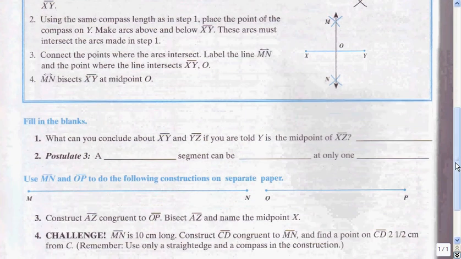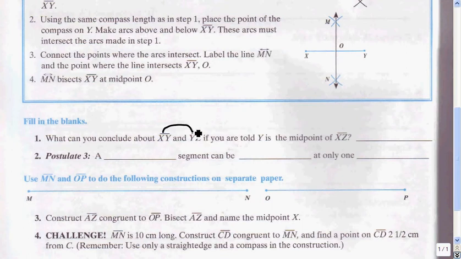Okay, so here, what can you conclude about XY and YZ if you are told that Y is the midpoint of XZ? If you notice, XY and YZ is just a line, right? We have X here, we have Y in the middle, and then we have Z over here. So what we can conclude, if Y is the midpoint, is that XY and YZ are congruent.